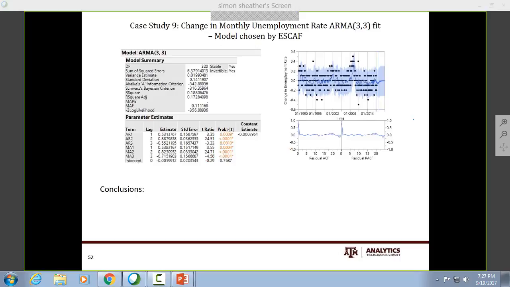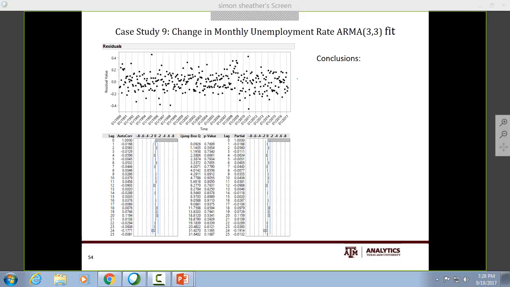Okay. Let's look at the ARMA 3,3. The ARMA 3,3 is a parsimonious model apart from the intercept. Everything is statistically significant. Yes? And then, is it a valid model?